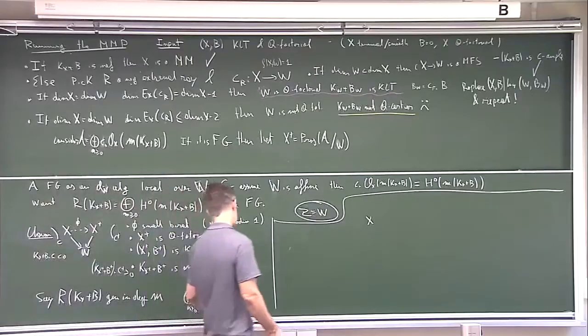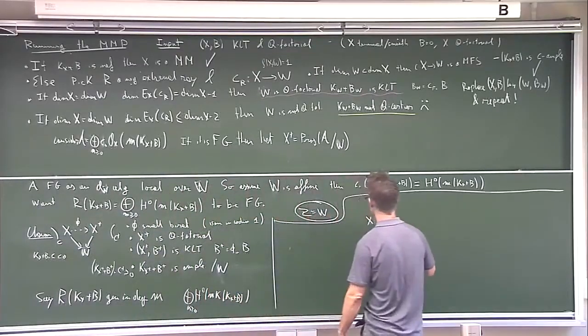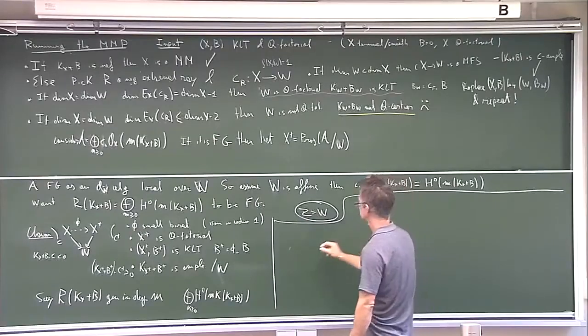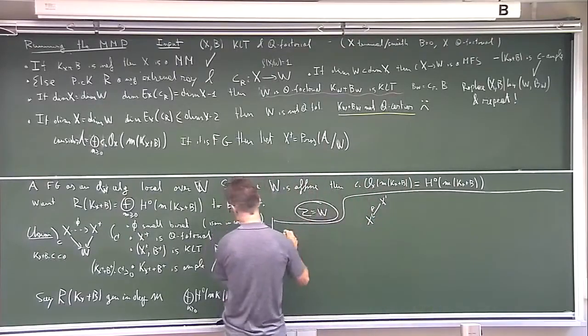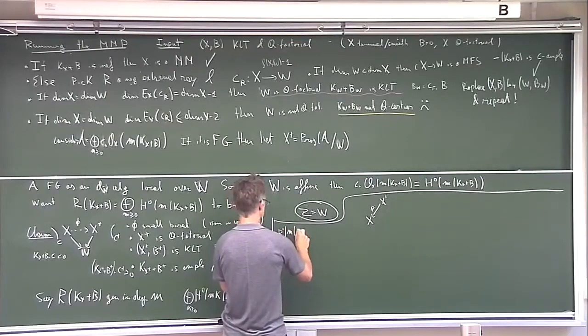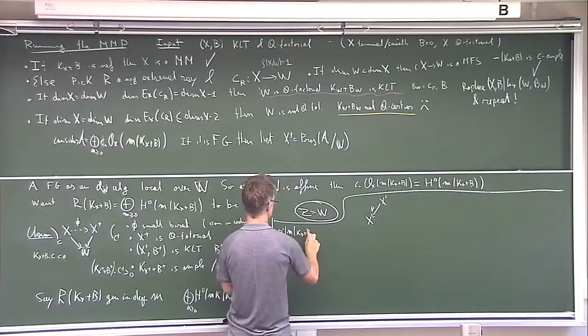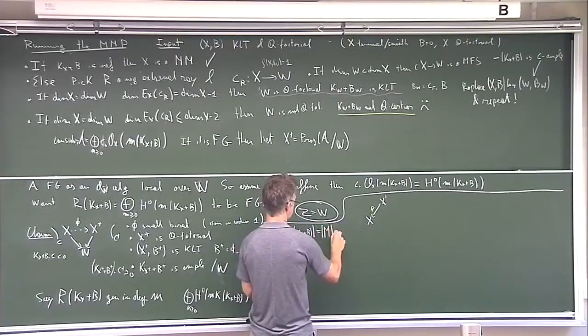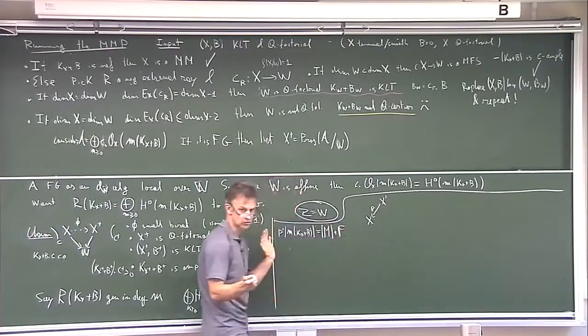Okay, well then, in that case, how can I view this map? Well, let me take a resolution, let's call it P, X prime. So P is a resolution of this linear series. So what I want is that the pullback of mKX plus B is given by a mobile part plus a fixed part. Well, that's always true.